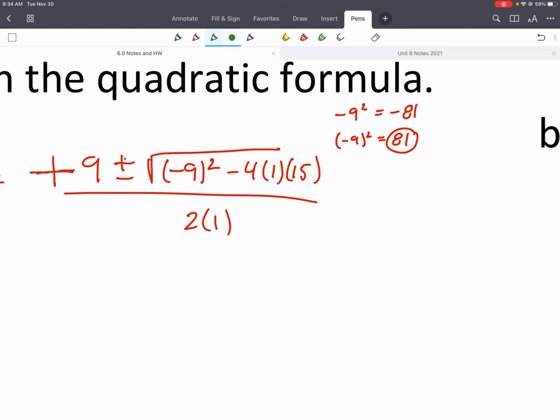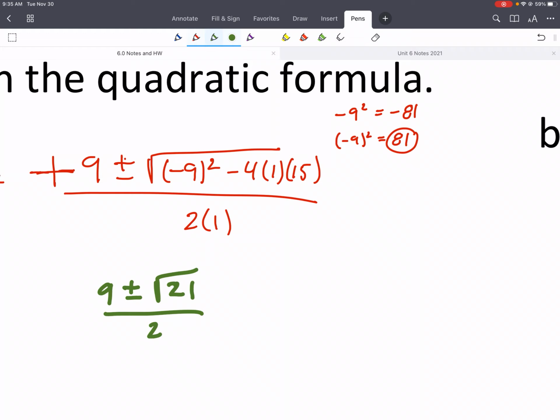So put that in, square it, -4. You could do parentheses, 1 and close parenthesis, parenthesis 15. And it should give you 21. So we end up getting 9 plus or minus the square root of 21 all over 2.